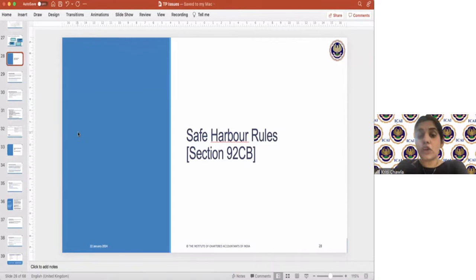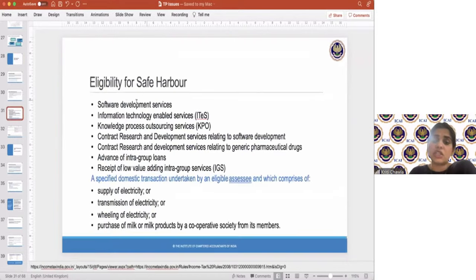So first is the concept of safe harbor rules. As I mentioned, there were these typical transactions in India, of this particular nature: software development services, information technology services, KPO services. And there was a lot of litigation in India in respect of these particular transactions.